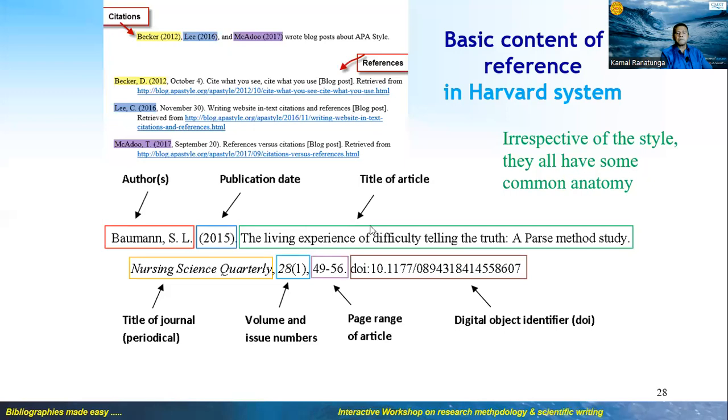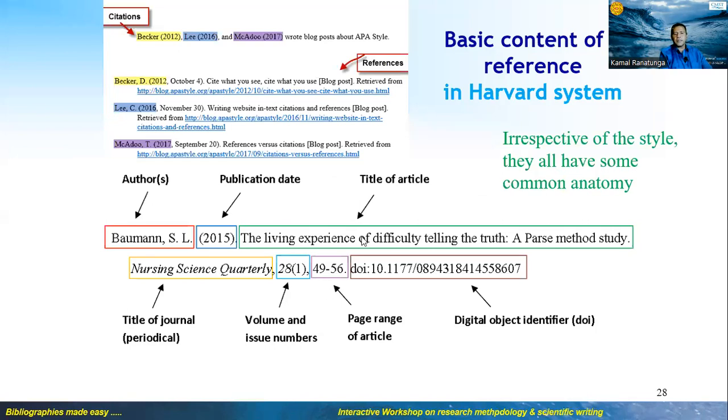Then the page numbers. And most of the recent publications have something called a DOI, a Digital Object Identifier. And this is very important. It's something like a URL, but the problem with URLs is that they might change. It might be hosted somewhere else, or they might change the URL, so you find it extremely difficult to locate the source. That's where they use the DOI, and that is universal, no matter where you publish. So you can trace it. The Digital Object Identifier is very important.